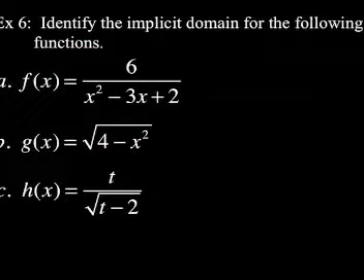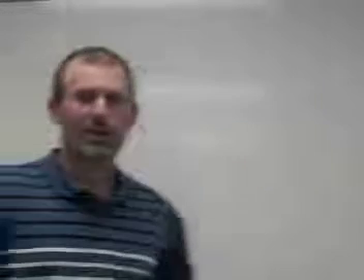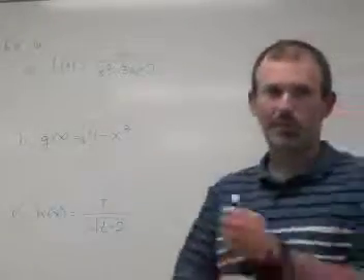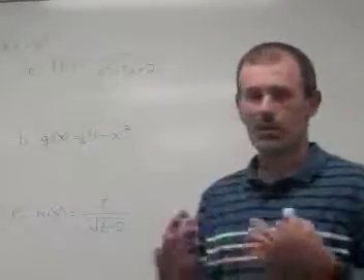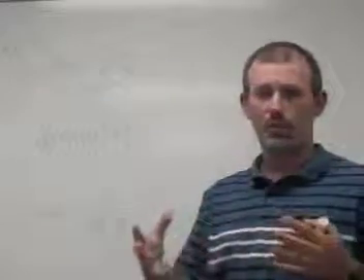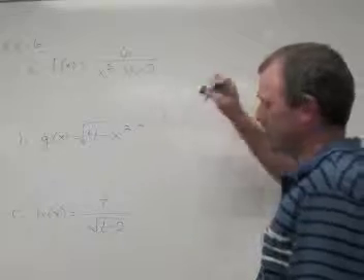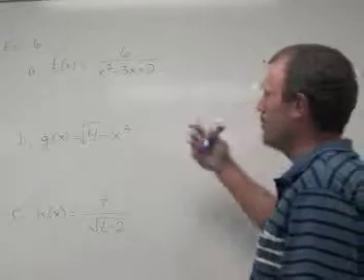In example 6, we're going to identify the implicit domain for the following functions. And remember, we do that because we can't let the denominator be 0, and we can't have negatives inside of our radical. In example 6, we are asked to find the implicit domain for 3 different functions. And if you remember, implicit domain means it's all the real numbers that are defined for a function. So this really gives us a good list of the ones that have problems.